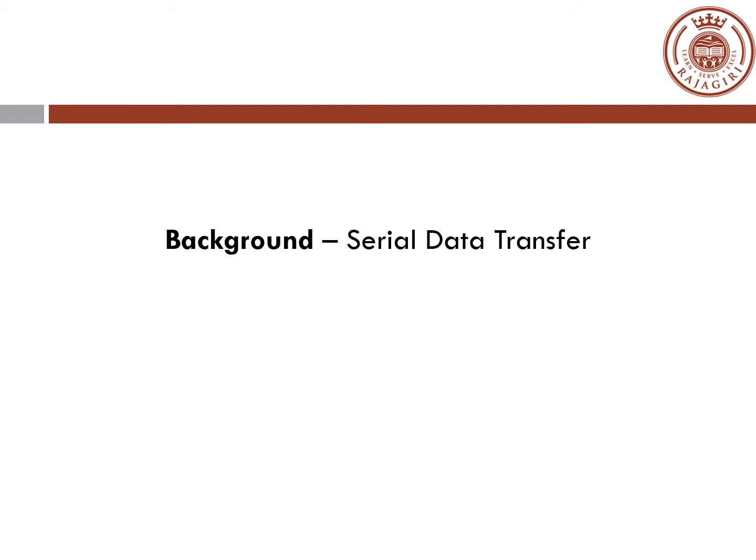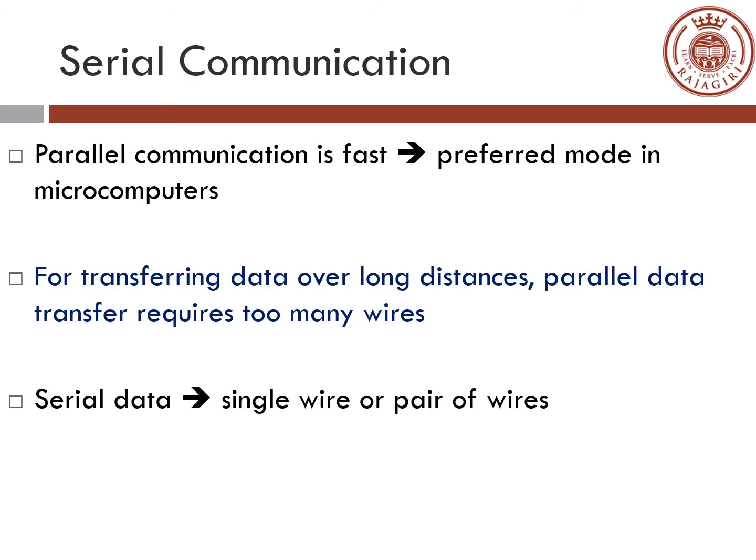This peripheral IC is used for serial data transfer. So let's have a little background on what we mean by serial data transfer and what its need is. When it comes to transferring data from a microprocessor to the outside world, we have two options. It can be done in parallel or in a serial mode.